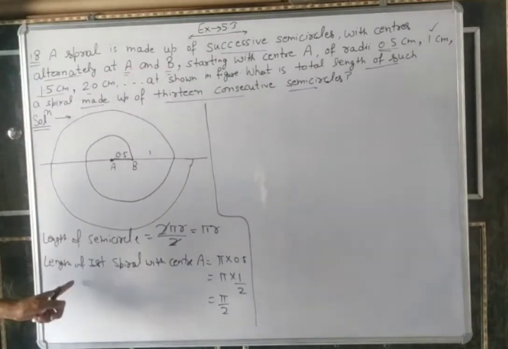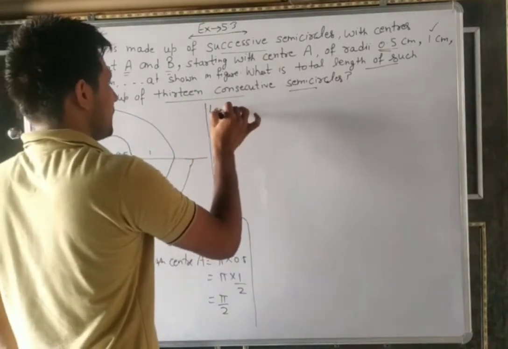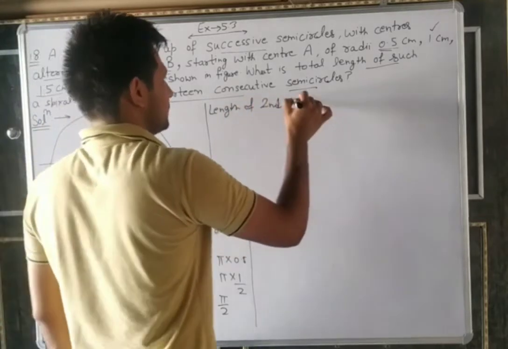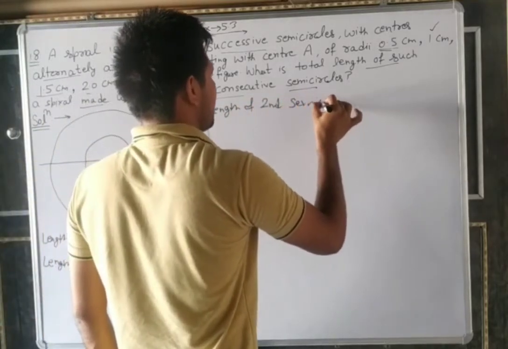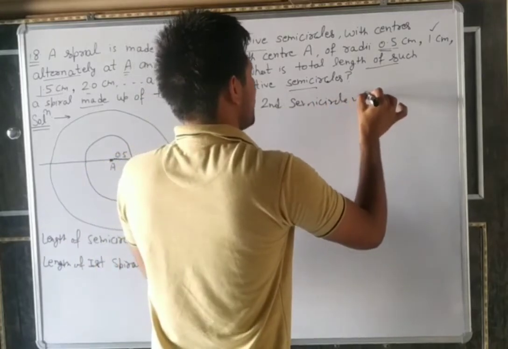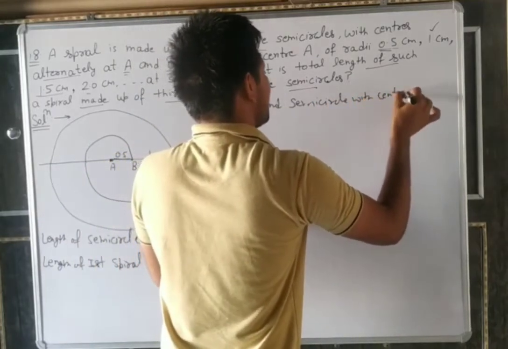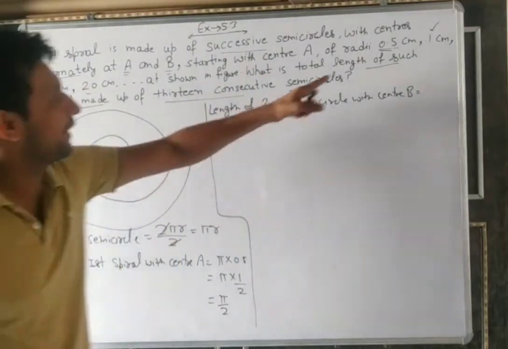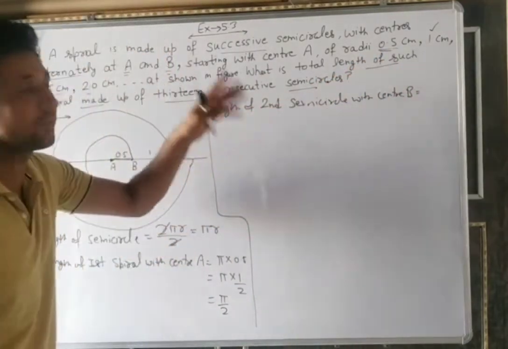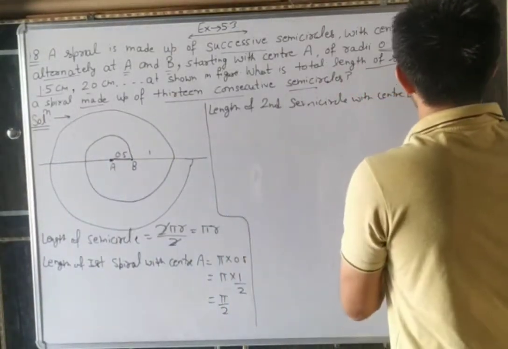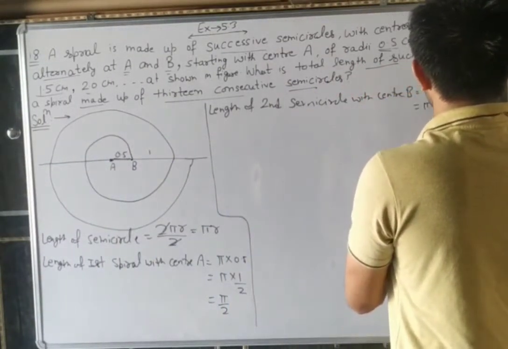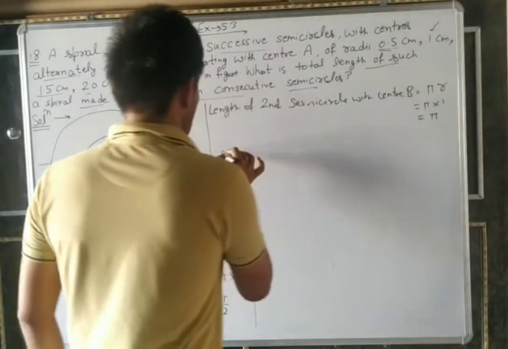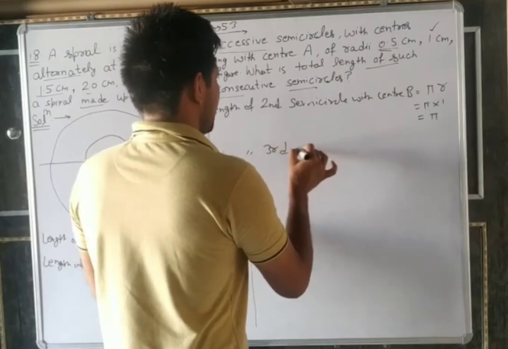Next we will find the length of the second semicircle with center B. When we take A as center, the radius is 0.5. B is the center after it, and the radius is 1 centimeter. Pi into r, so pi into 1. How much? It is pi. Same as it, the length of the third semicircle.